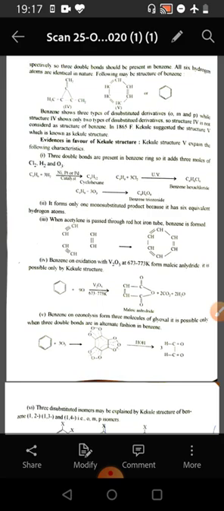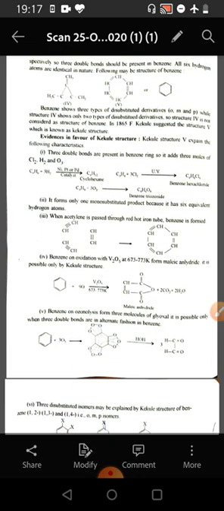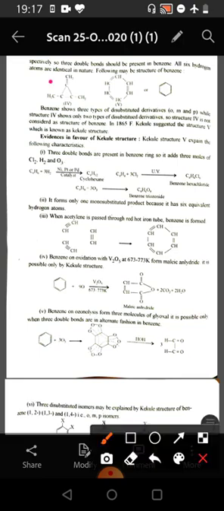The following cyclic structures were proposed for benzene. We know benzene shows 3 types of disubstituted derivatives, ortho, meta and para, while structure 4 shows only 2 types of disubstituted derivatives instead of 3. So structure 4 is not considered as the structure of benzene, that is, it is not validated.